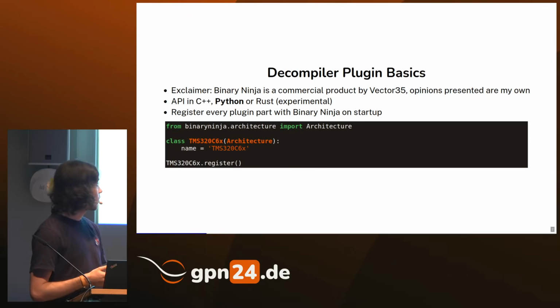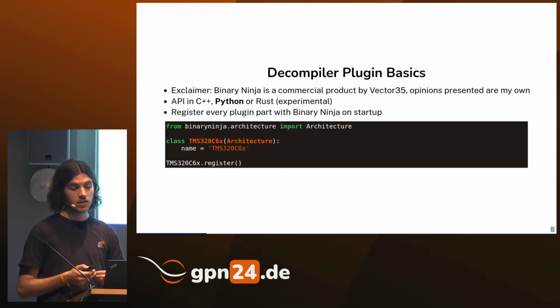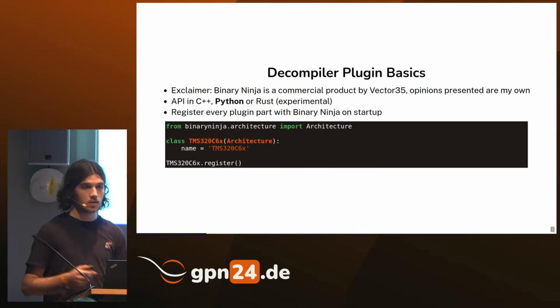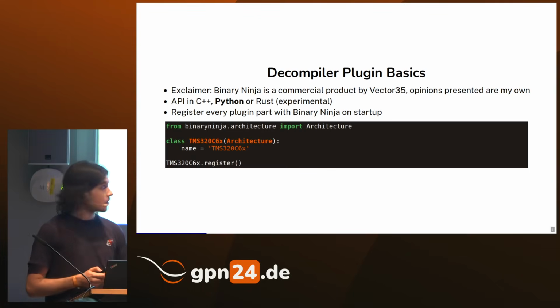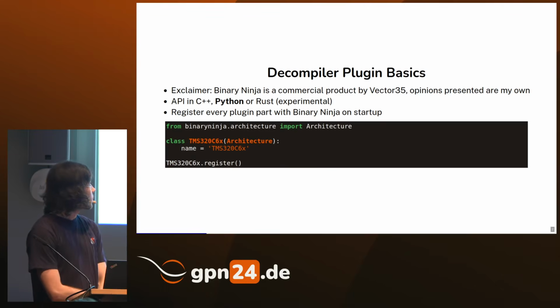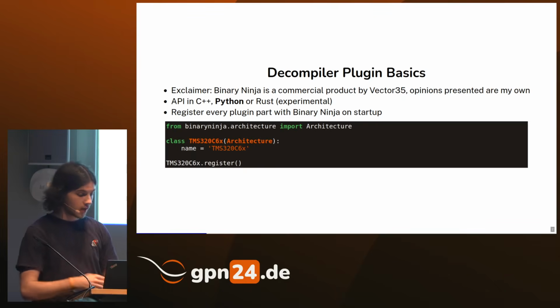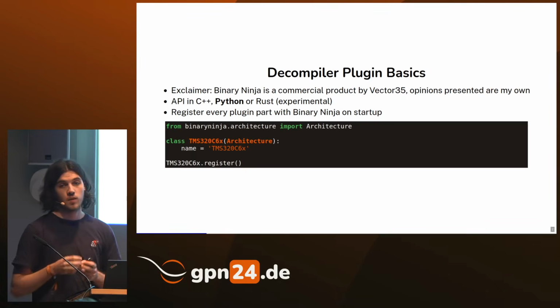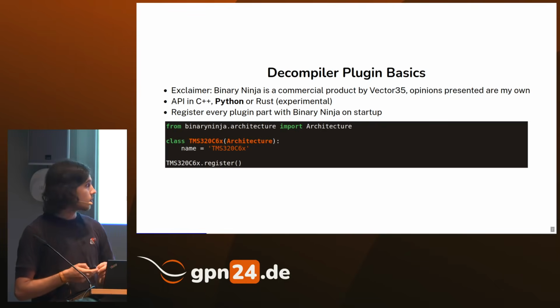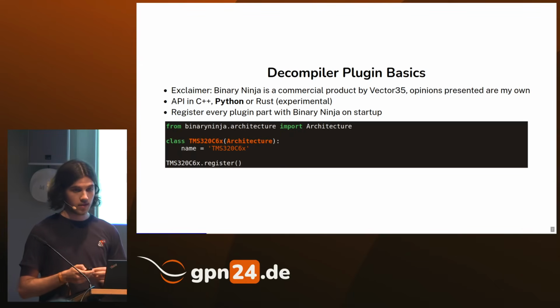There are several APIs we can choose from. One of them is in C++ as the tool is written in. Another one is in Python, that's the one I chose. And there's also one in Rust that is currently in development and maybe unstable. Python gives us short development cycles, and we can start with a very short part to get our plugin rolling. And every part we build needs to be registered with the tool on startup, so we add our architecture first.